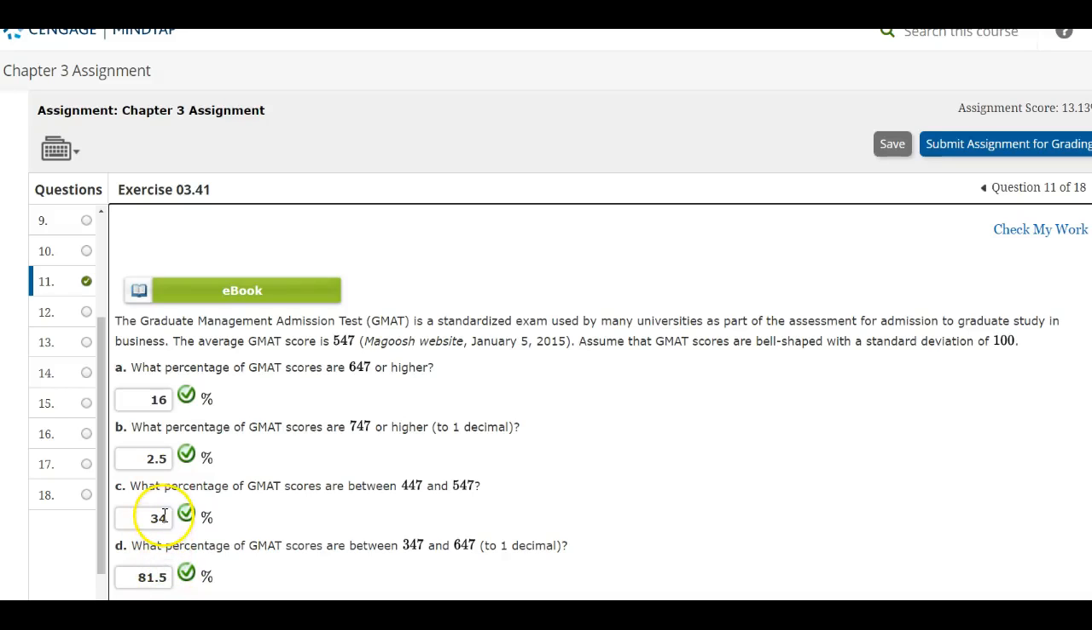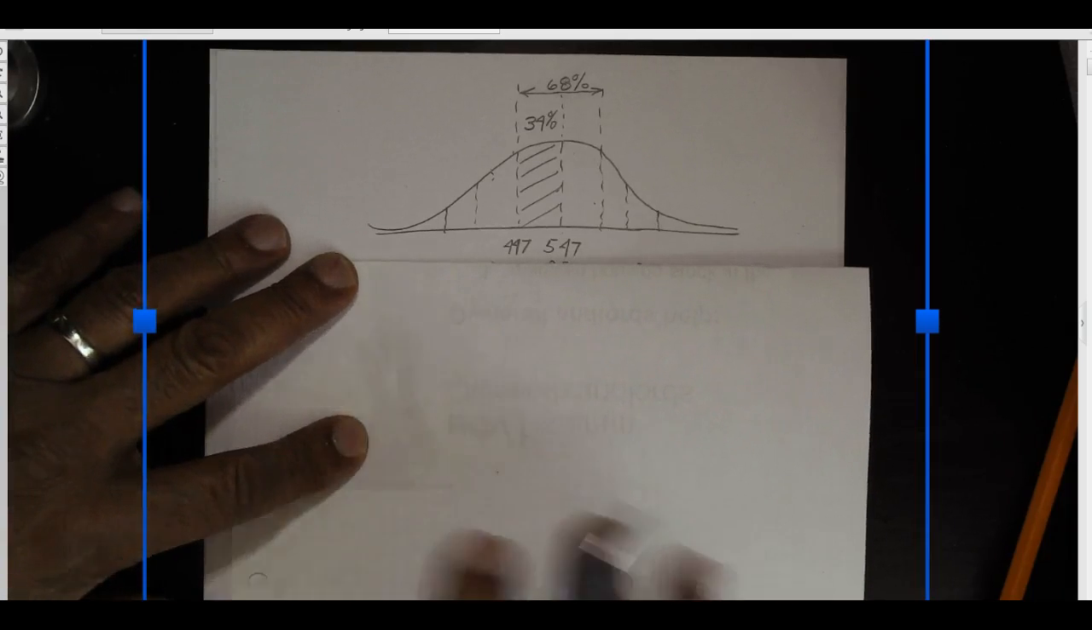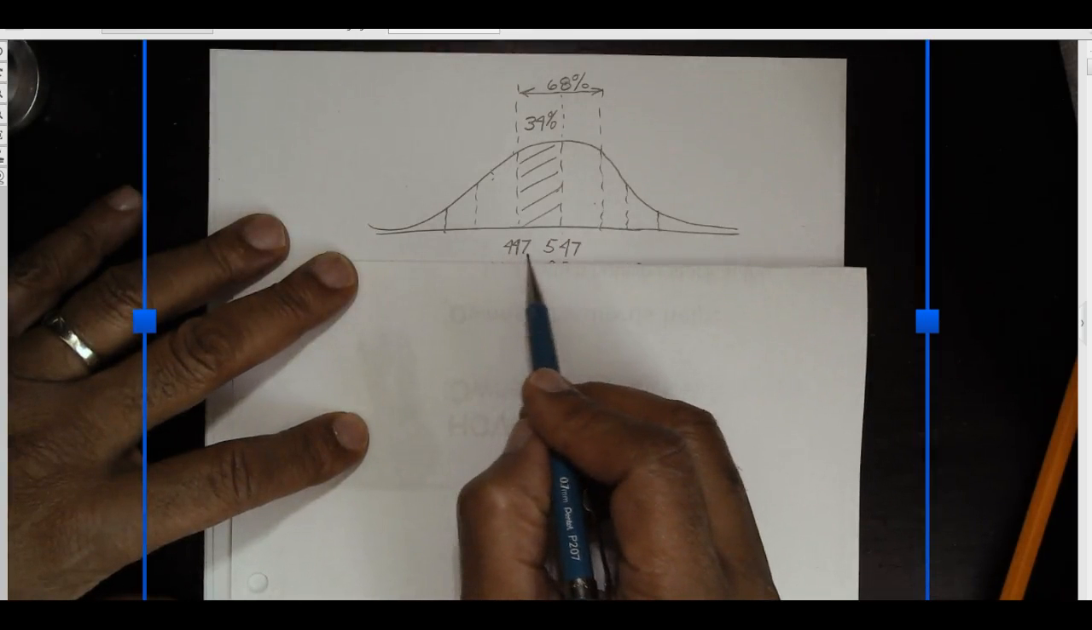So this is part 2 of the empirical rule problem number 11, where we're looking at the percentage of scores that fall between two intervals. I've checked my answers so you can see what the answers are, but what's most important is that you understand how we got those numbers. So let me demonstrate.